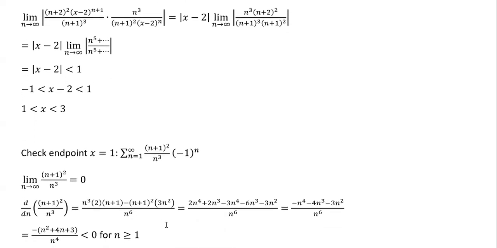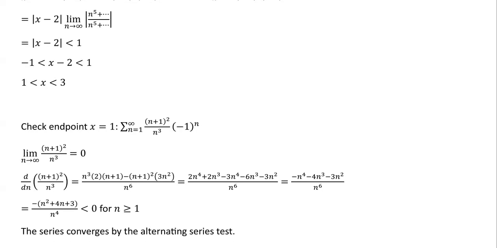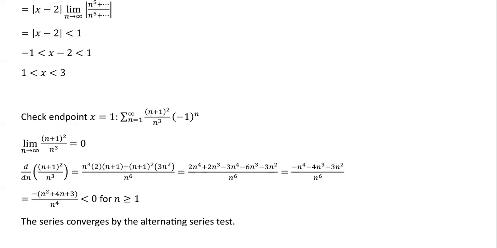Well, it's an alternating series, so we can use the alternating series test. I took the limit as n goes to infinity of this term without the changing sign and got 0. Then I took the derivative of that and showed that it's negative for n greater than or equal to 1. That means it's a decreasing sequence. I didn't write that, but that's what this derivative was for. So the series converges by the alternating series test. Again, you can go check out the math that I did here by pausing the video if you need to.